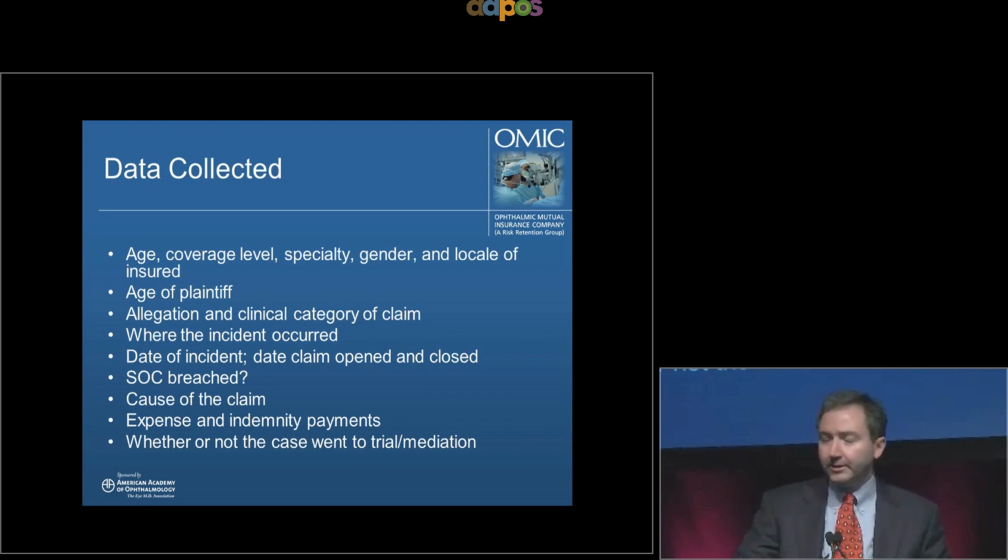And this was the data we collected from those claim summaries. We collected the age of the insured, the coverage level, specialty, gender, what state that ophthalmologist was practicing in, the age of the plaintiff, what was the allegation, what was the clinical category of the claim, where the incident occurred, when did the incident occur, when was the claim opened, when was it closed, did the experts feel the standard of care was breached, the cause of the claim, what were the expense and indemnity payments, and then whether or not the case went to trial or mediation.